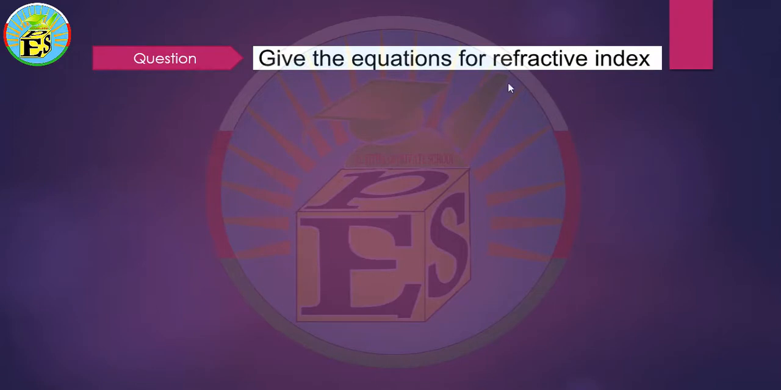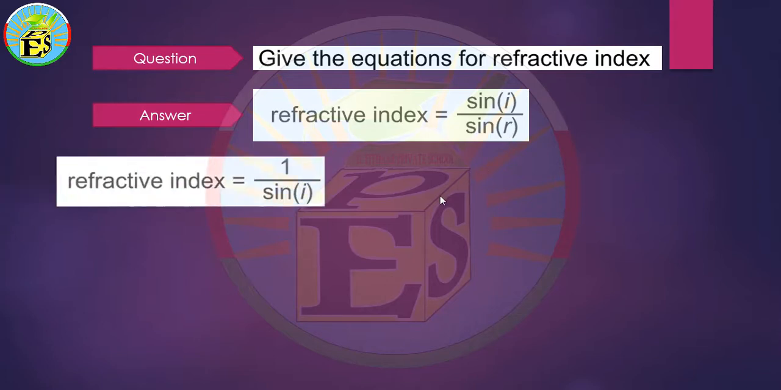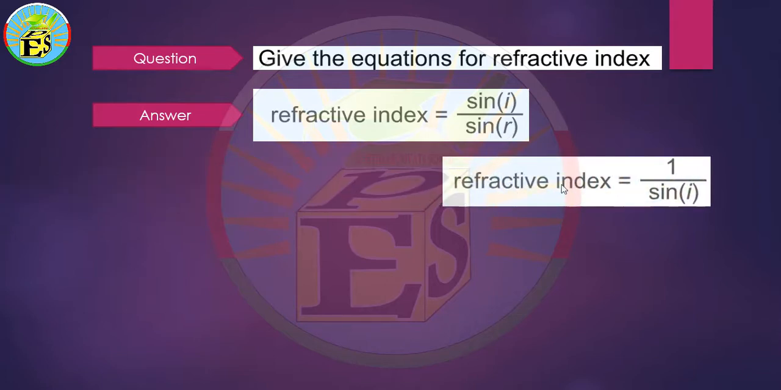Give the equation of refractive index. Refractive index equals sin I over sin R. Refractive index can also be 1 over sin I. I and R are the incident and refracted angles.